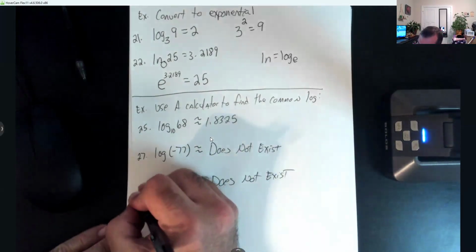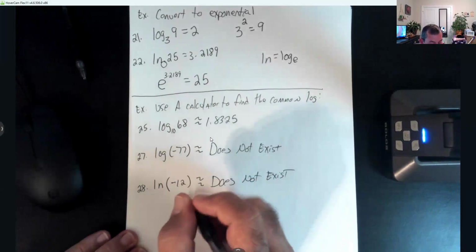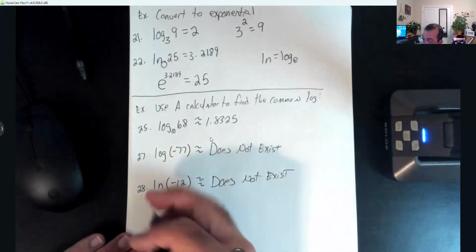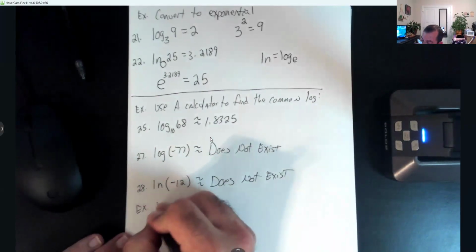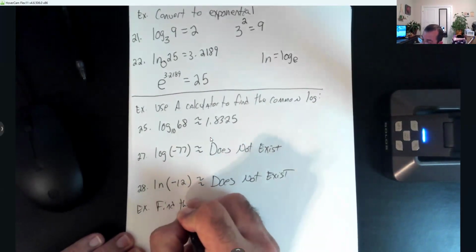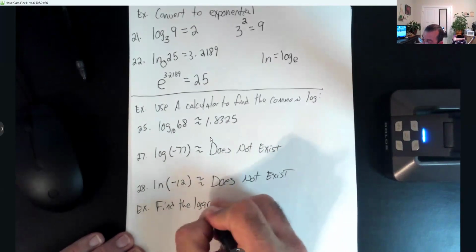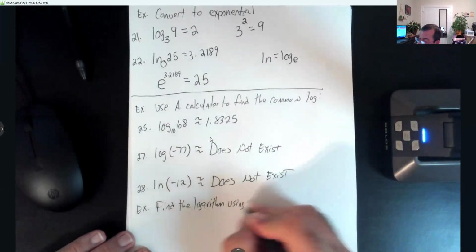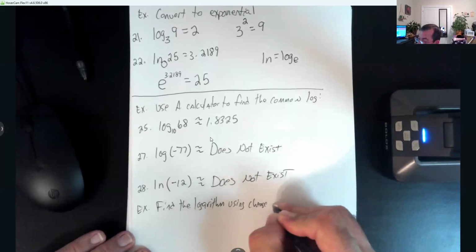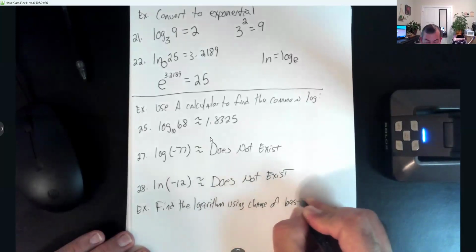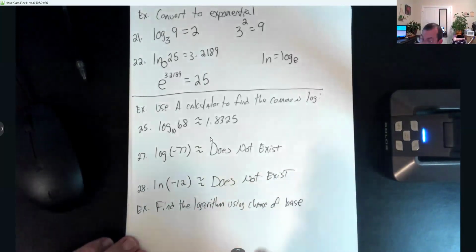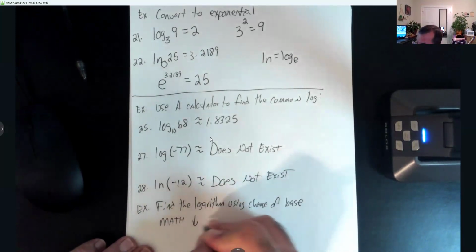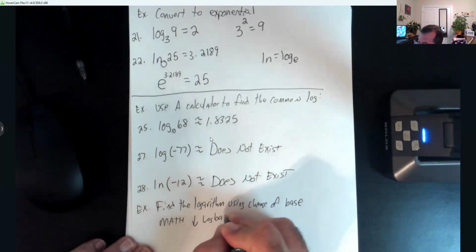Now, after this, they'll say, find the logarithm using change of base. What this means is use the math and then arrow down and get the log base.